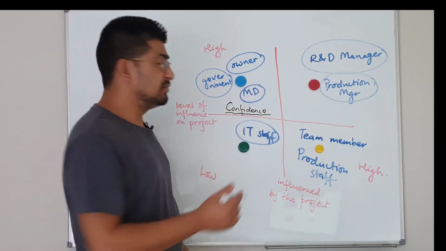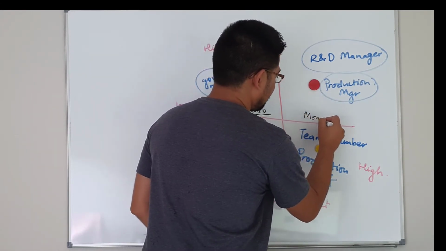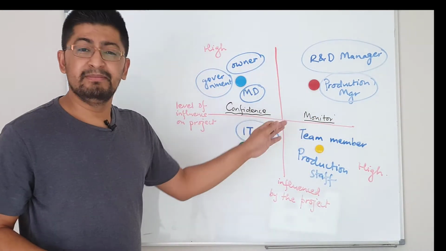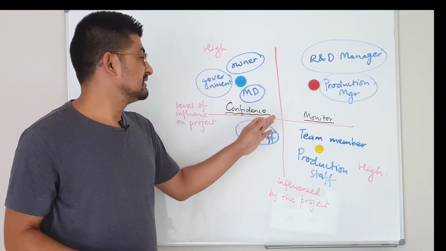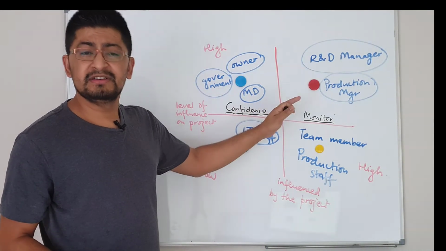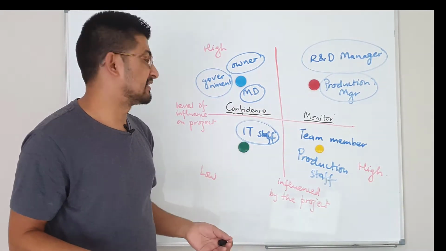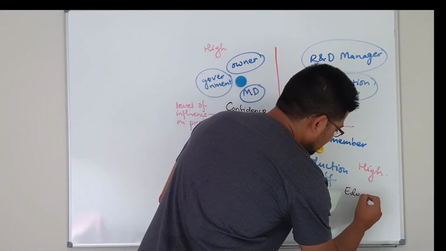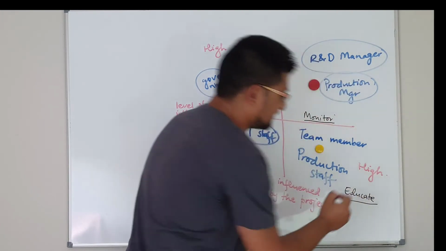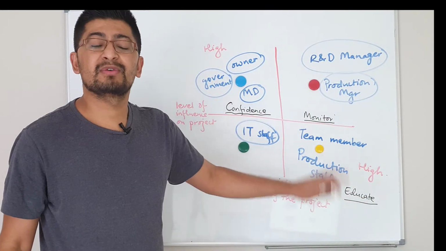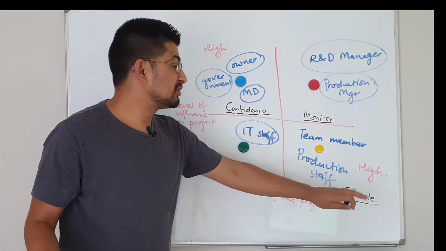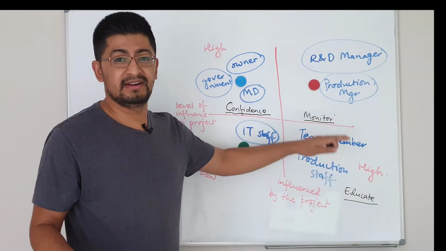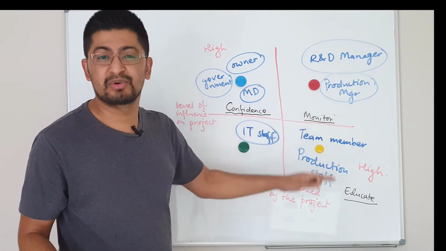And to this group, you will need to monitor them. Without them, you are not going to complete the project. So you will need to monitor whether they are working on their task or not. And to this group of people, you will need to educate them, because ultimately they are the ones who are going to produce the product for you. So you will need to educate them on how to do that, because without that knowledge, they are not able to produce that product for you.